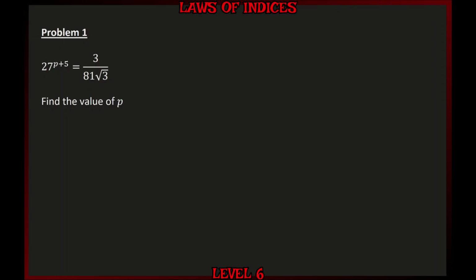So 27 to the power of p plus 5 is equal to 3 over 81 root 3 can be rewritten as 3 to the power of 3, because 27 is 3 times 3 times 3, to the power of p plus 5 is equal to 3 over 3 to the power of 4, because 81 is 3 times 3 times 3 times 3, multiplied by the square root of 3.